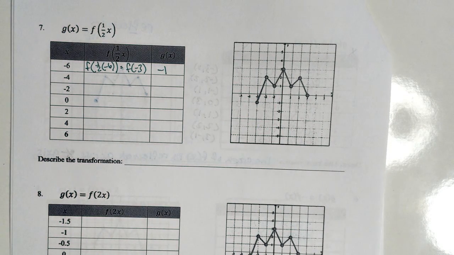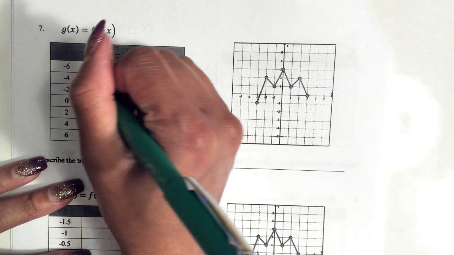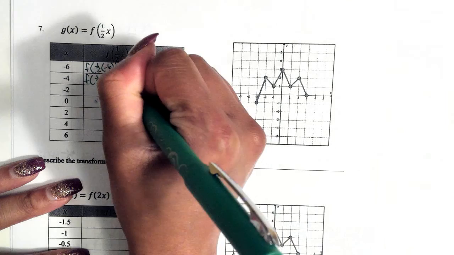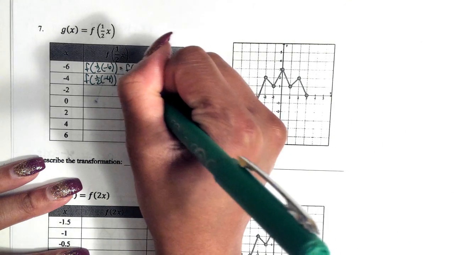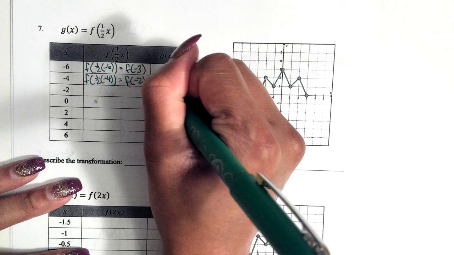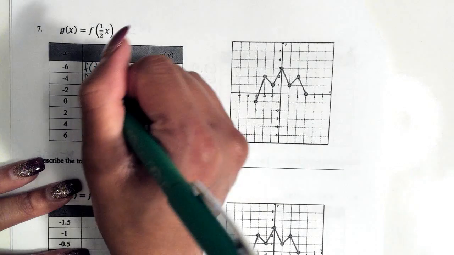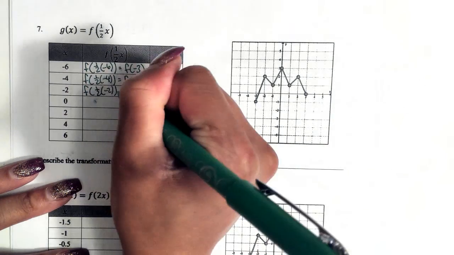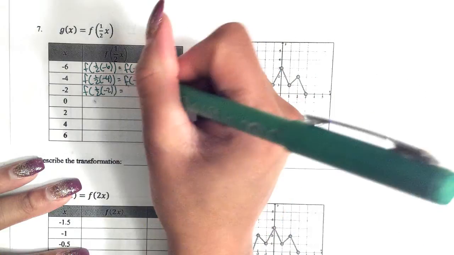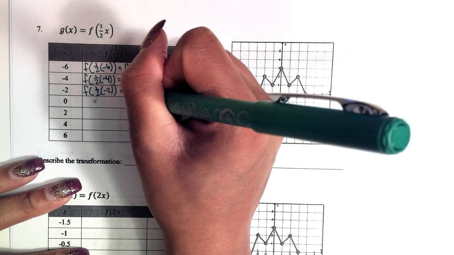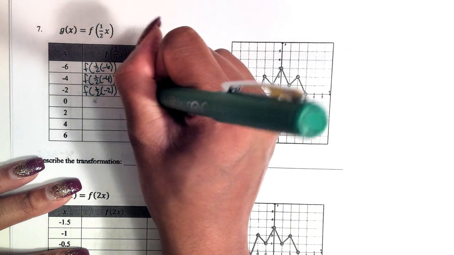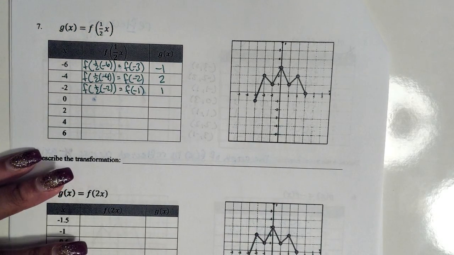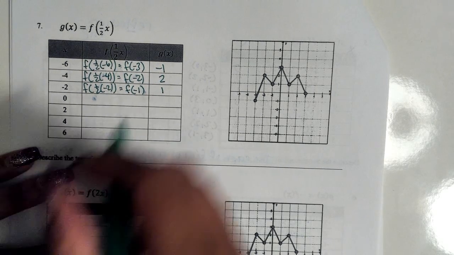Okay, so remember you're using that shortcut. So then we do the same thing with negative 4. So 1/2 multiplied by negative 4. So we have f of negative 2, and f of negative 2 is 2. So on with negative 2. So 1/2 of negative 2 gives us a negative 1, and f of negative 1 is a positive 1. So remember, we're kind of rotating back and forth between our first original function notation.